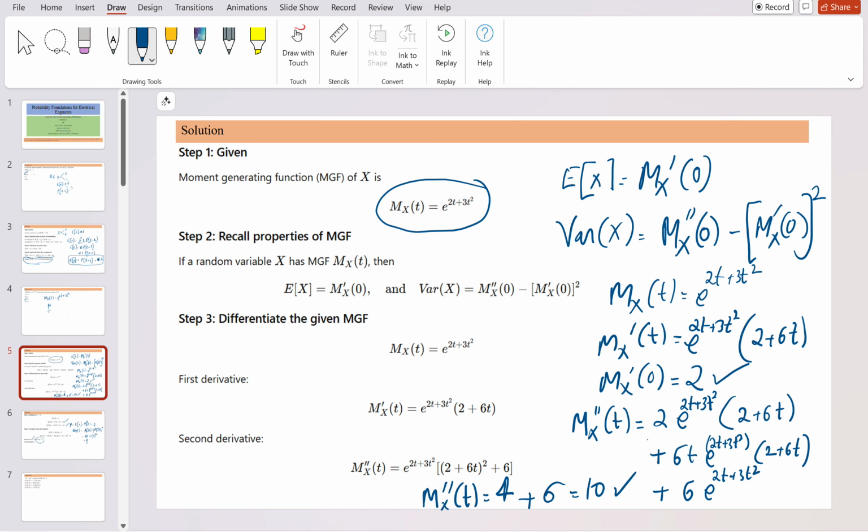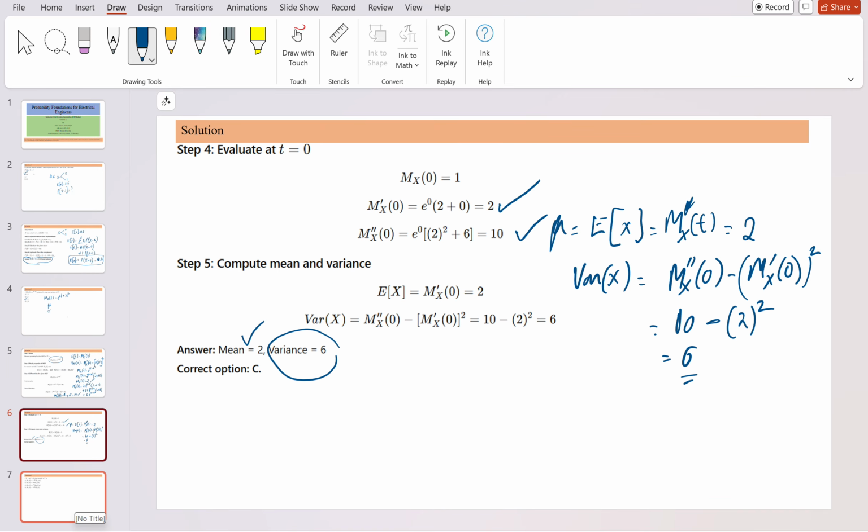Here also you can see when you have the moment generating function, for finding out the mean you just differentiate it and put the value 0 in the moment generating function, and for finding out the variance just take the double derivative Mx double dash 0 minus Mx dash 0 of whole square. So you get the two values, put in the equation and you get the final mean and variance from the moment generating function.